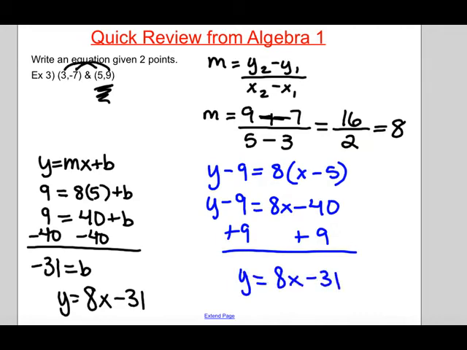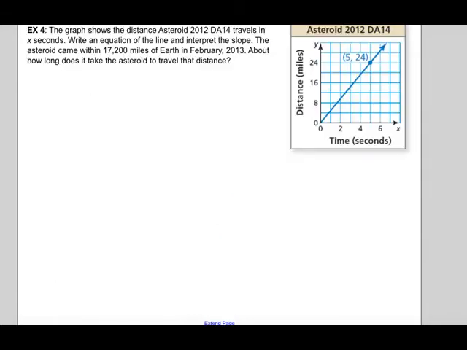Do I require that you show me both methods? No. But I want you to pick one that works for you. So that's a review of how to write an equation given a slope and a point, a slope and an intercept, and 2 ordered pairs. So what we're going to do now is we're going to actually apply this information.